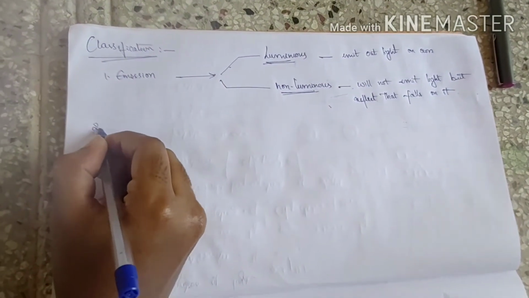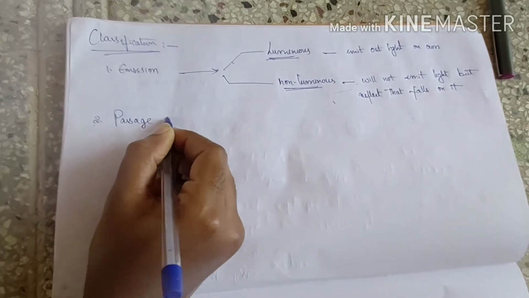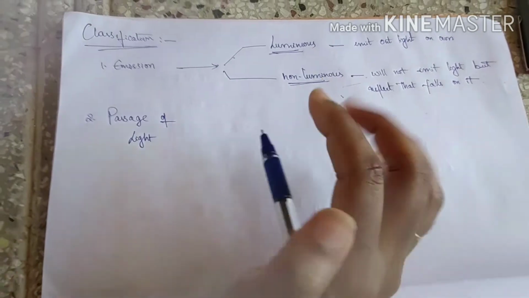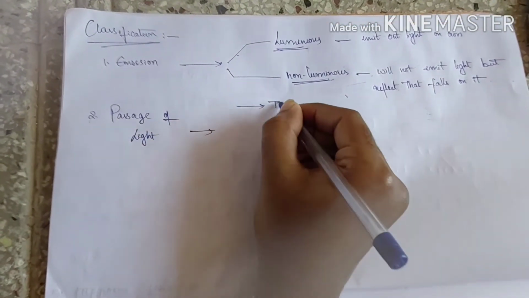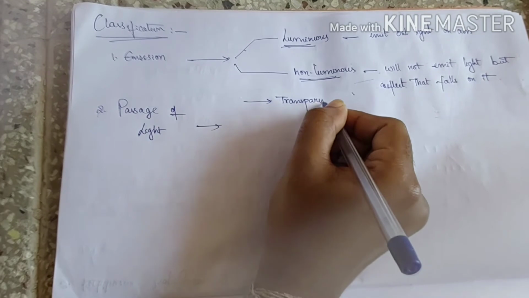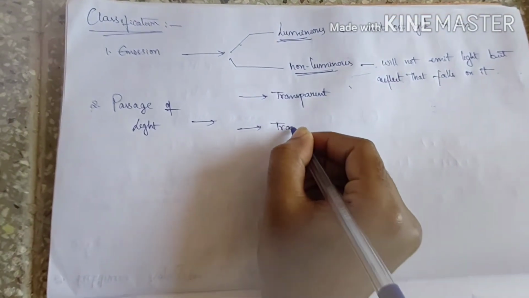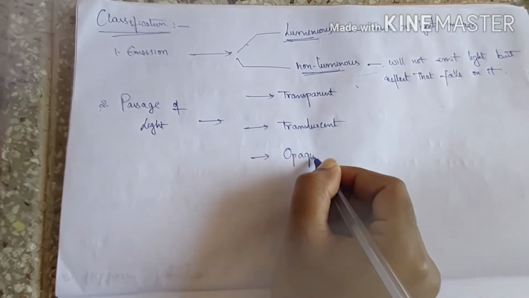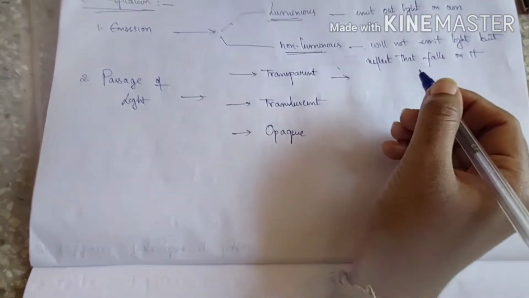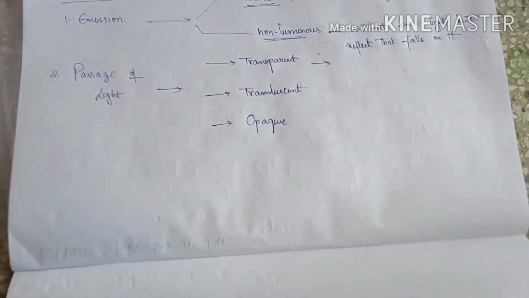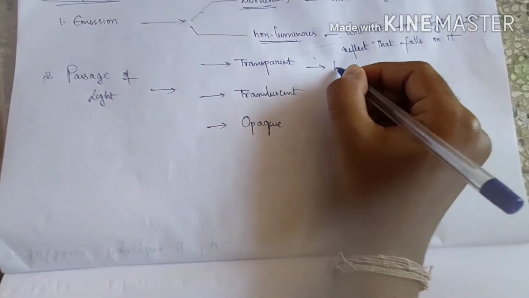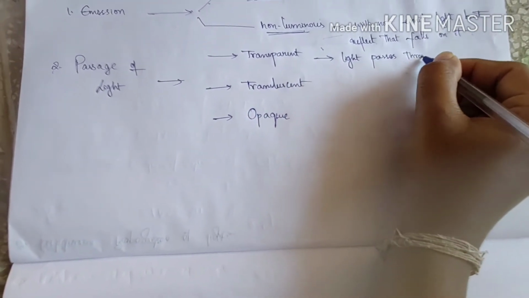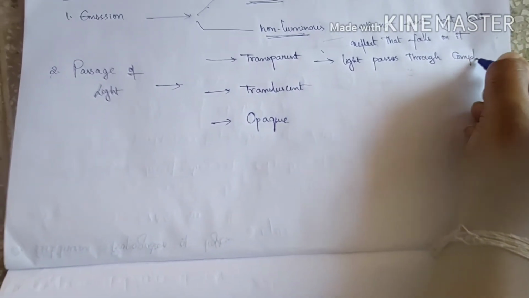And the second one is based on the passage of light. Depending on the passage of light through the objects, it is categorized into three: transparent, translucent and opaque. Transparent objects let the light pass through them completely. Light passes through the objects completely. This is the key word.